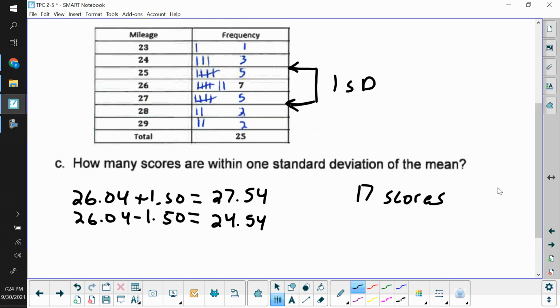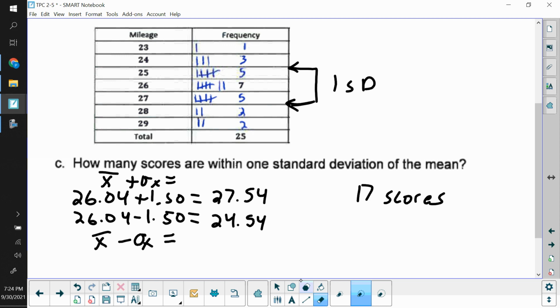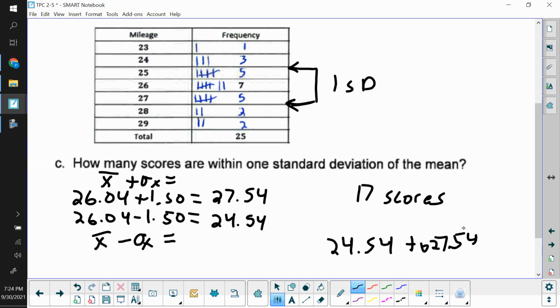So now we want to do how many are within one standard deviation of the mean. So start with your mean and add your standard deviation. Do your mean, subtract your standard deviation. So we have for our values that we should go from 24.54 to 27.54. So that's marked off in this gap of 3 of them here. So if we add those up, that's 17 scores all together.